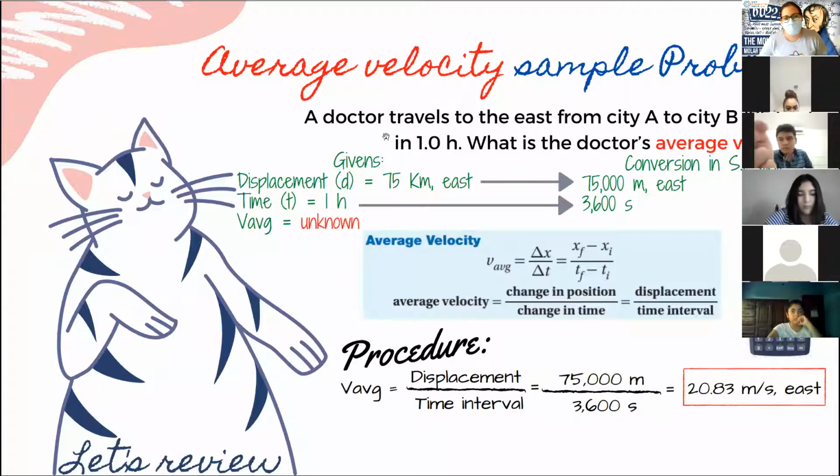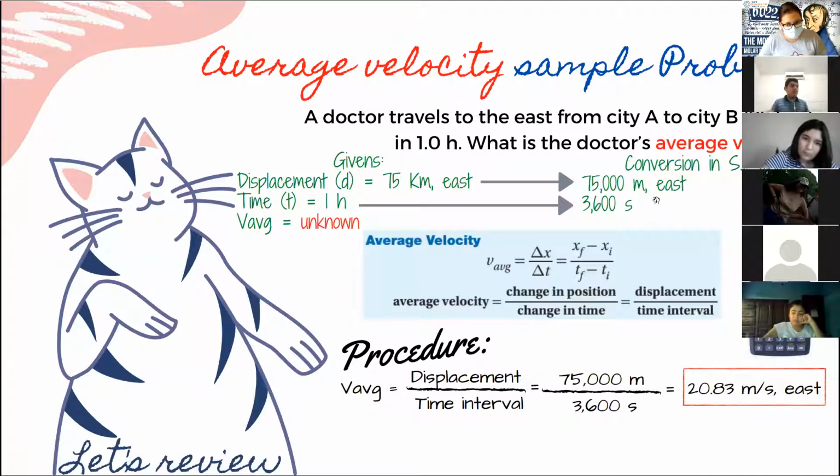So the problem is asking you to find average velocity. So the average velocity is unknown, and you have here the equation. Average velocity is equal to displacement divided by the time interval. Displacement is already in meters and the time interval in seconds. So when you compute it in your calculator, it's going to give you 20.83.